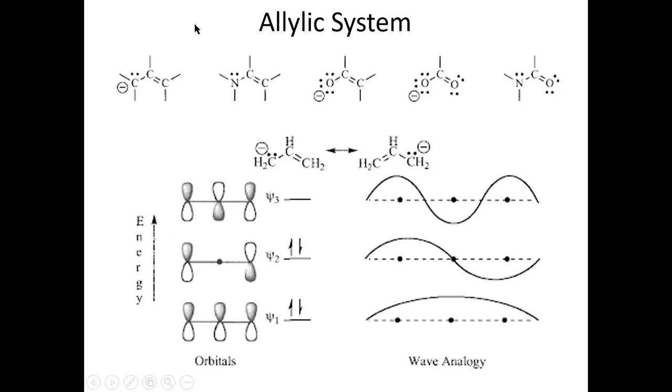So if you had to put the p orbitals in, there's one of your lone pairs, and then the other one is going to be perpendicular, but we don't care about that because it can't overlap. But the other p orbitals are going to overlap here.